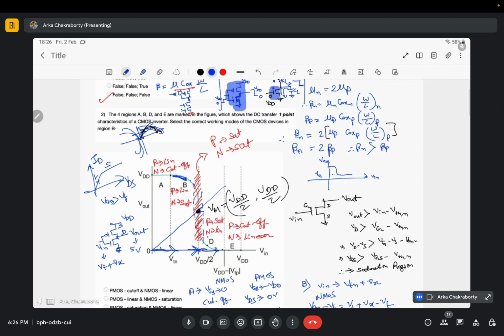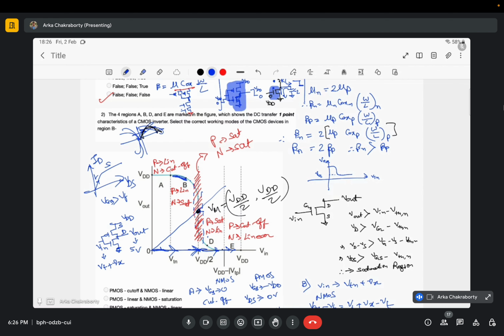On further increasing, my PMOS comes from linear region into saturation region, but NMOS goes from saturation region to linear region. And when increased near VDD, my PMOS goes to cutoff while my NMOS stays in linear region. Okay, these are the regions of operation for these 5 different regions.